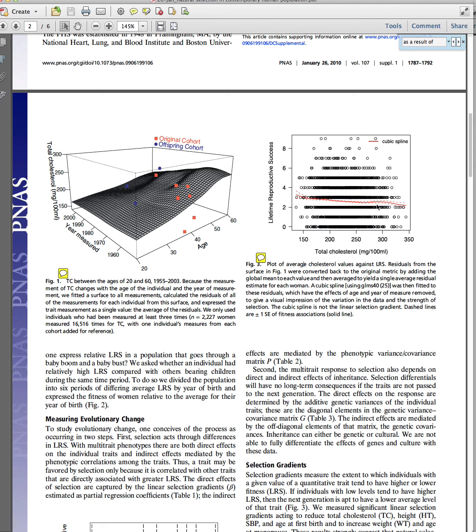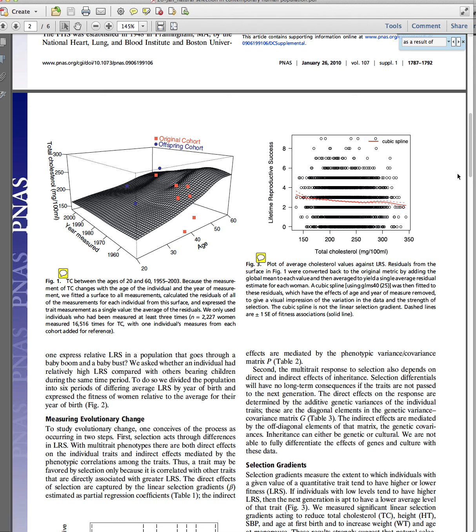But so how did they get this? A cubic spline is like fitting a line across all the cholesterol values and average lifetime reproductive success. They use this cubic spline specifically because it's a method where you can take the derivative of this line at any given point, and that derivative, of course, is going to show you directionality, right? So you're going to answer a series of questions about these figures, and this directionality and magnitude of change is something you're going to want to be looking into.